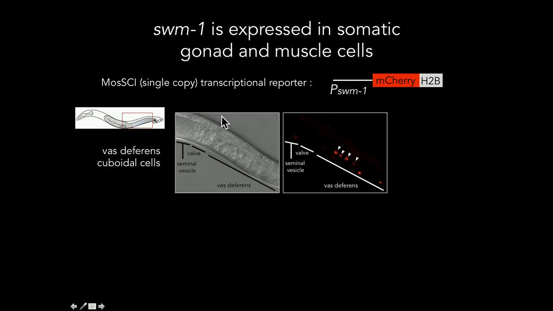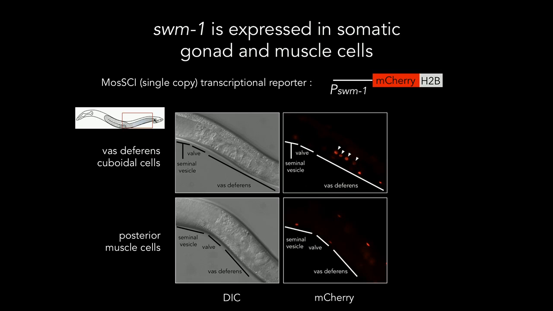I found that SWM-1 is expressed in the posterior of the male, specifically in a subset of vas deferens cuboidal cells. So the vas deferens essentially forms a tube that secretes seminal fluid and through which sperm pass during mating. In addition to vas deferens cells, SWM-1 is expressed in extragonadal cells in the posterior of the male. And I confirmed through colocalization that these are actually muscle cells. These SWM-1 expressing muscle cells extend about halfway up the seminal vesicle.